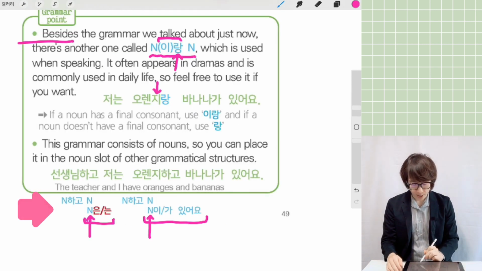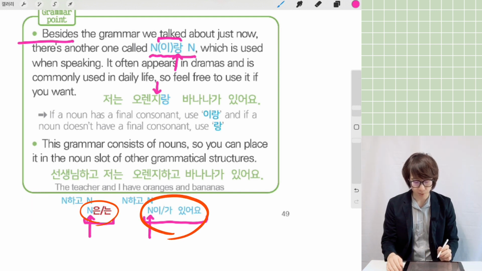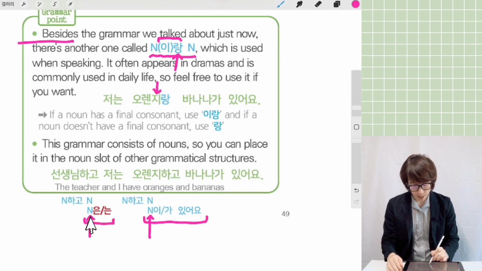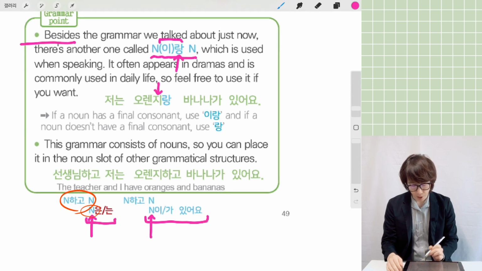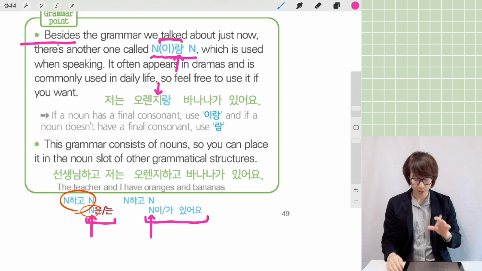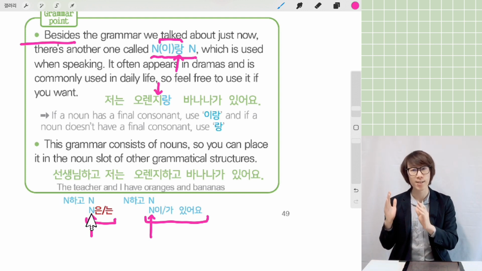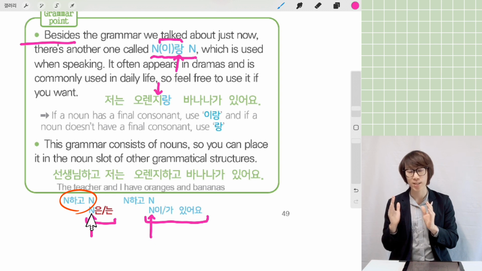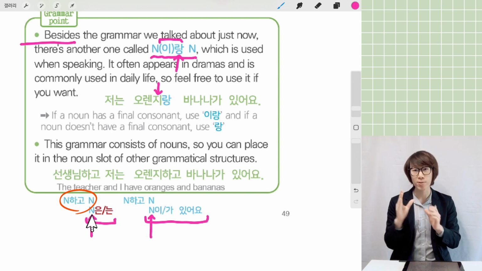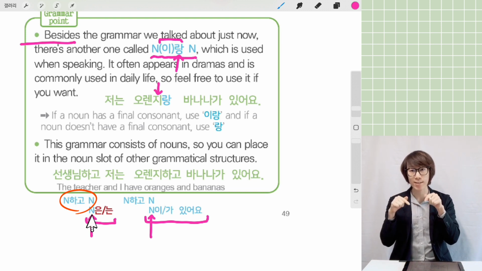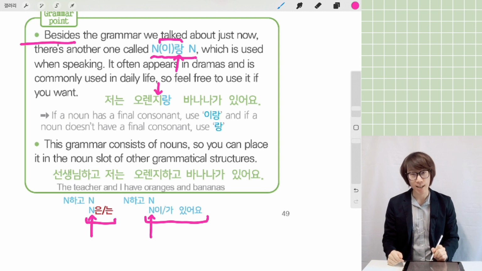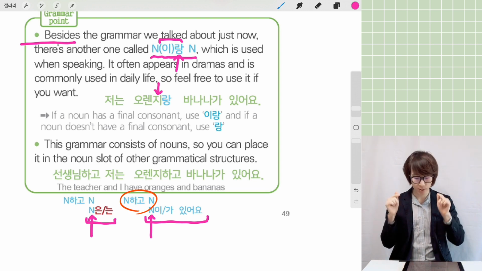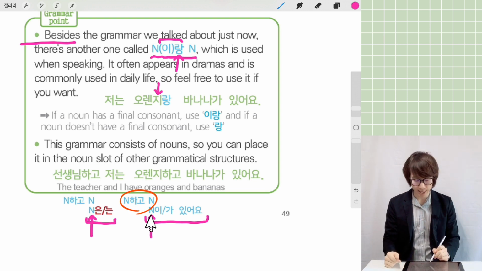Can you see here? So far we studied noun은는 noun이가 있어요, 없어요. Can you see here? Noun part and then noun part. So in the noun place, actually you can put the noun grammar. So what does it mean? It means noun하고 noun belongs to noun. So you can put noun하고 noun in the noun place. And also noun하고 noun we can put in the noun place. noun이가 있어요, 없어요.